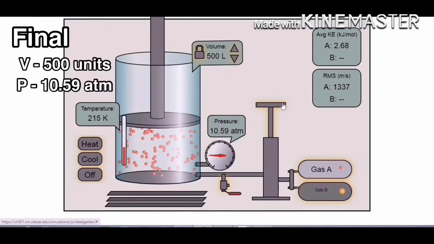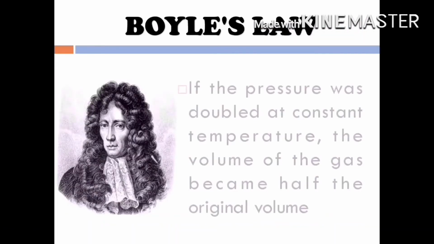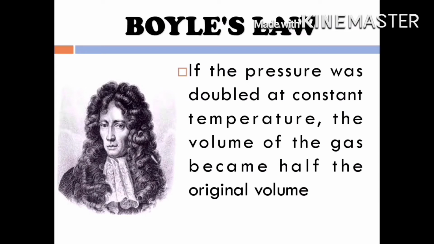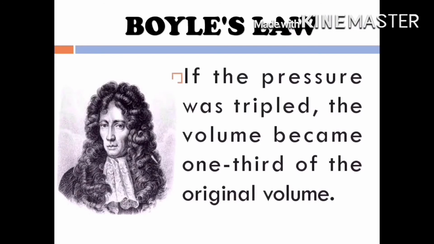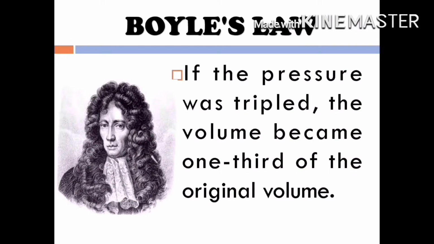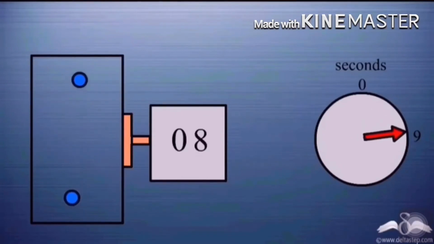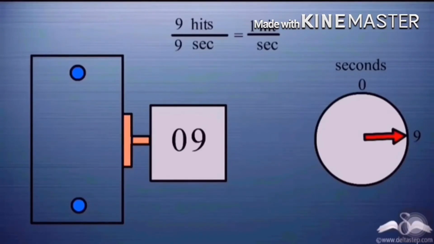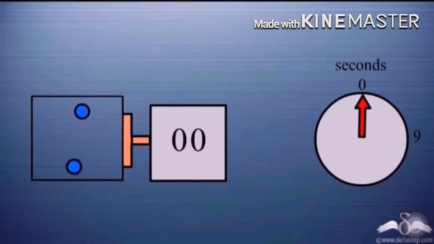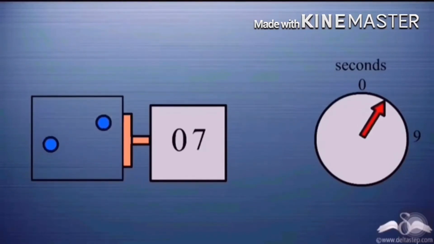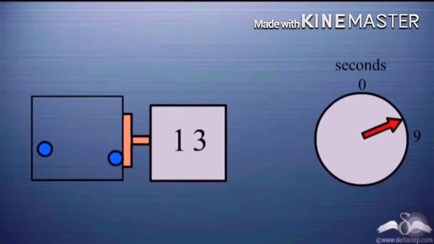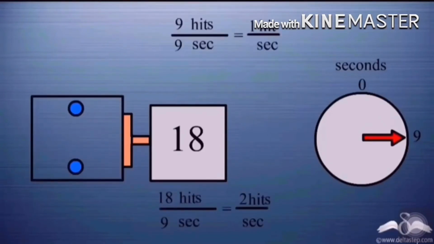This observation is the same as what Robert Boyle observed in his experiment. Boyle observed that if the pressure was doubled at a constant temperature, the volume of the gas became half the original volume, and if the pressure was tripled, the volume became one-third of the original volume. As you see in this experiment, you have gas enclosed in a container. In 9 seconds, there are 9 hits, so there is 1 hit per second. And if the volume is reduced to half in the same time, that is 9 seconds, there are 18 hits, so there are 2 hits per second. Hence, reducing the volume of the container by 1/2 results in doubling the number of hits and the pressure.